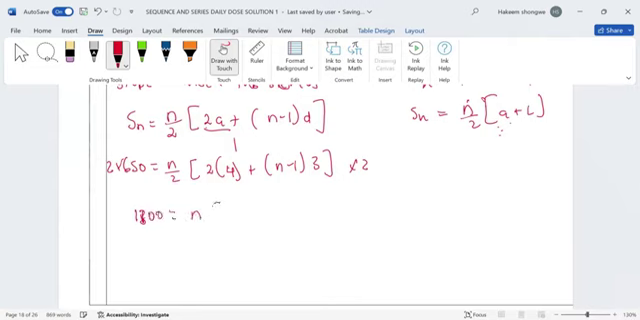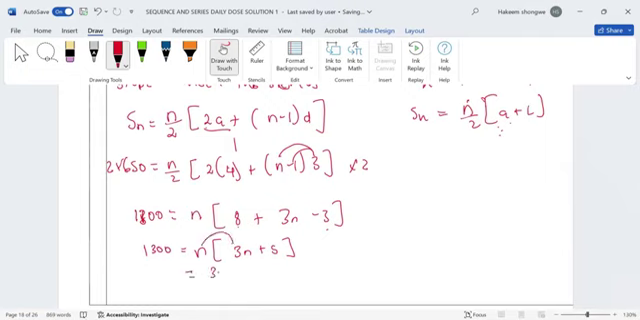And then we have n, open bracket, 2 multiplied by 4, which is 8 plus, and then you multiply this one by this one, 3n minus 3. Now inside your brackets, you have like terms again. So you have n, open bracket, 3n plus 5, which is going to be 1,300. Now look at this. If you multiply this one by this one, you get 3n squared. This one by this one, plus 5n. Already it's a quadratic because it has a square.